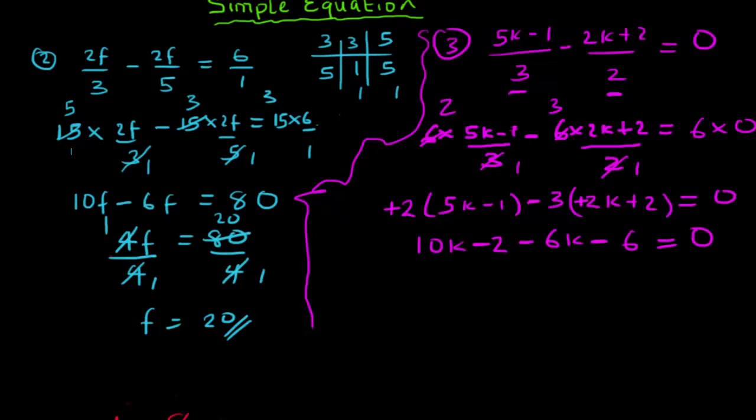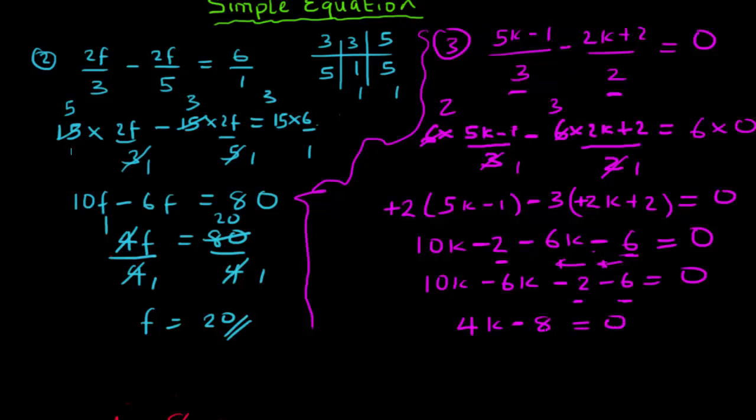Now can we collect like terms? We have 10k minus 6k minus 2 minus 6 equals 0. Remember, I'm not changing the sign because I'm not moving it to the other side of the equals sign yet. I only collected like terms on the same side. The sign of 2 is minus, the sign of 6 is minus. 10k minus 6k will give me 4k. Minus 2 minus 6, they are moving in the same direction. I told you in the previous video that when they are moving in the same direction, it carries the sign minus, then you add. 6 plus 2 is 8, equals 0. So 4k minus 8 equals 0.